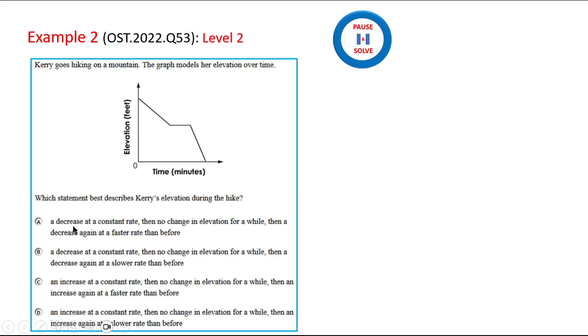A decrease at a constant rate, which means linear, then no change in elevation. A decrease, that's fine. No change in elevation. She was taking a rest here. Okay. And then she continues going down. Then a decrease again at a faster rate. Yeah, this is a faster rate than this. So that's the answer to this question.